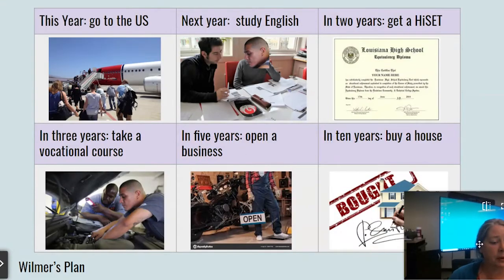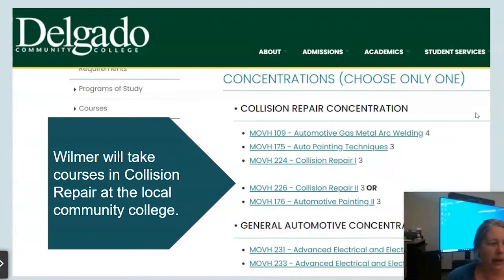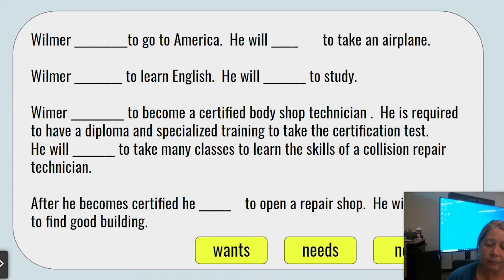These are Wilmer's plans. What are your plans? Do you have similar plans? All right. Might you take a course in collision repair at the local community college? Would you be interested in taking a different course? Let's talk about that in your class.